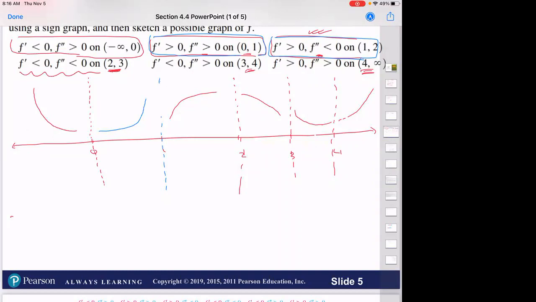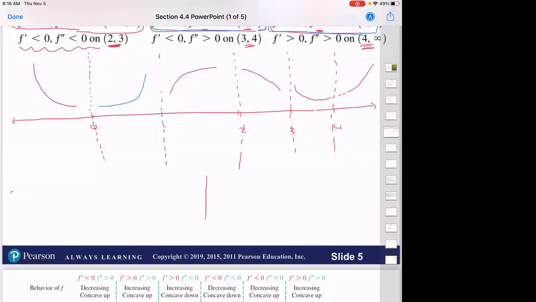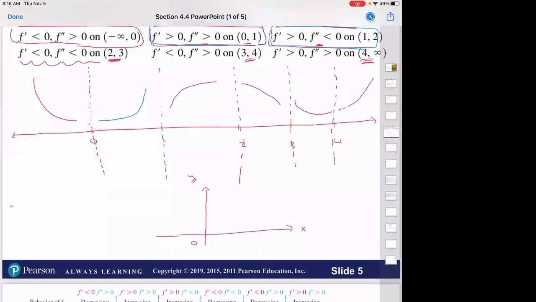Can you assemble this information and draw your own graph? I put the x-axis here, the y-axis here, and can you imagine a graph with this information? We all can have different answers. Just assemble this information and sketch the graph.